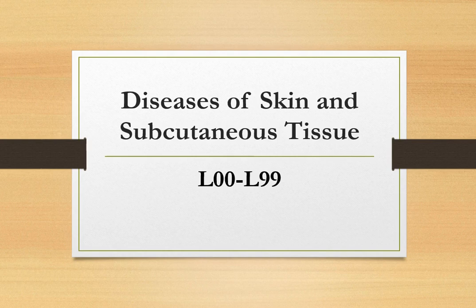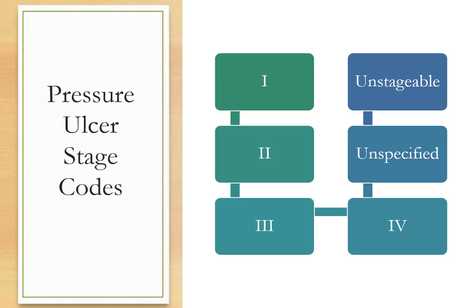And today we're going to focus on Chapter 12, which are the diseases of the skin and subcutaneous tissue. So these codes fall under the code range of L00 through L99. First up, we have our Pressure Ulcer stage codes, which fall under category L89.